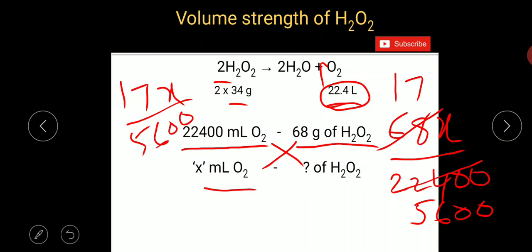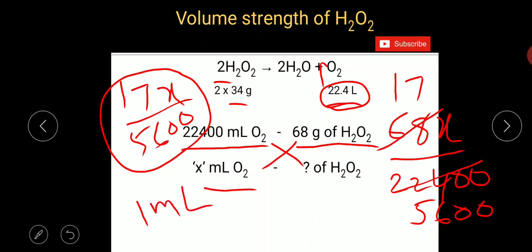and as per the volume strength concept, X milliliters of oxygen will be obtained from 1 milliliter of hydrogen peroxide. It means this 17x by 5,600 grams of hydrogen peroxide has to be present in 1 milliliter hydrogen peroxide solution. So 1 milliliter solution of hydrogen peroxide contains 17x by 5,600 grams of hydrogen peroxide.